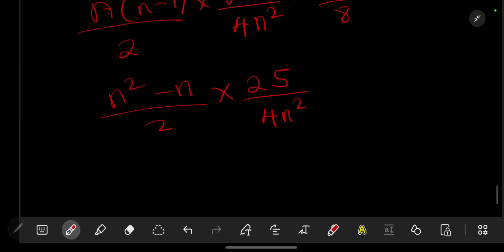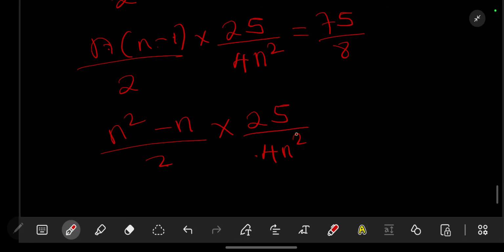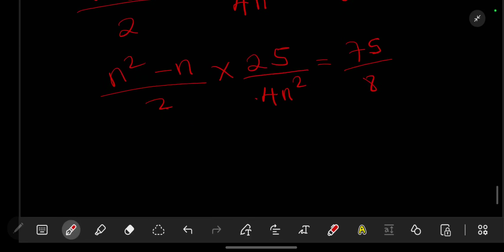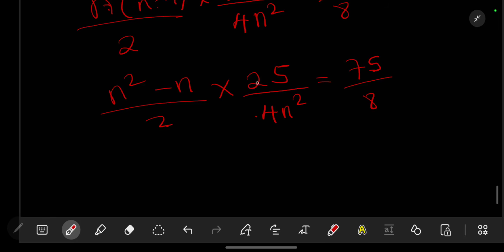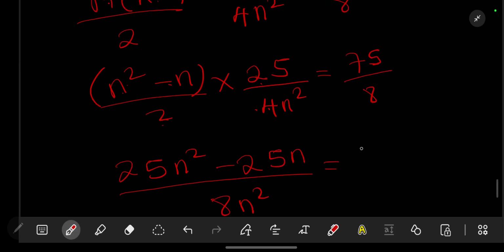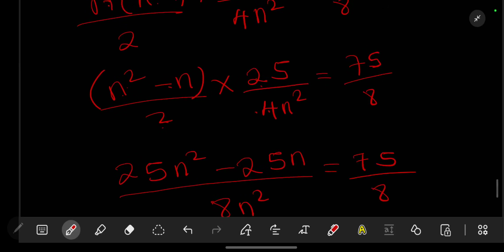Then what we are going to have is our 2 times, so this should be equal to 75 over 8. When we do that, it's going to give us, so what we are going to do is that 25, so this 25 multiplies everything, don't make a mistake. So 25 by this, it will be 25 n squared. 25 by this, it will be minus 25 n over 4 times 2 is 8, n squared should be equal to, we have our 75 over our 8 like that.